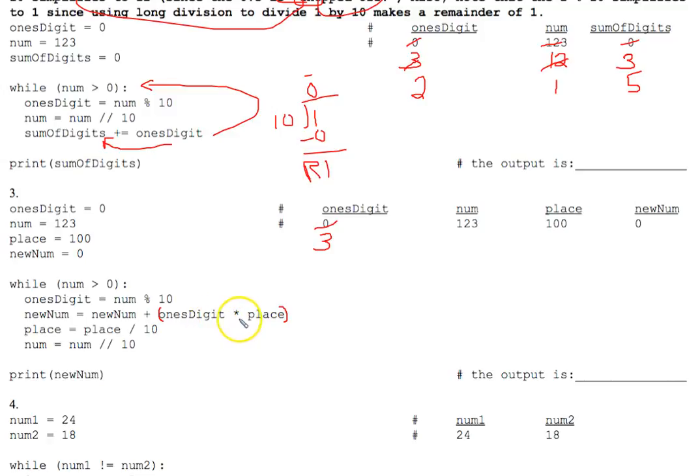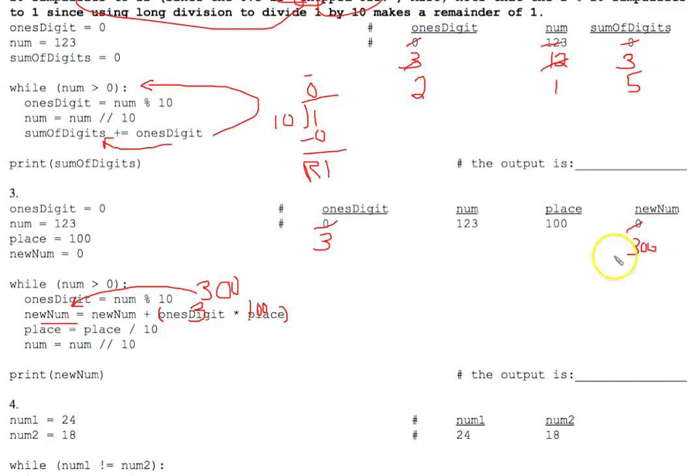Ones digit times place. Well, that's a 3. And 3 times place is 3 times 100. That simplifies to 300. And now we're adding new num plus 300. New num is 0. 0 plus 300 is 300. So 300 plugs into the variable new num, crossing that 0 out and putting a 300 here.